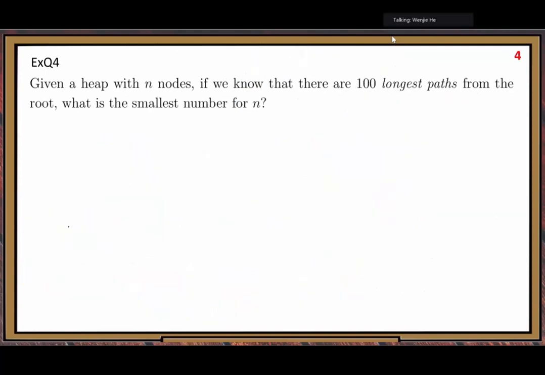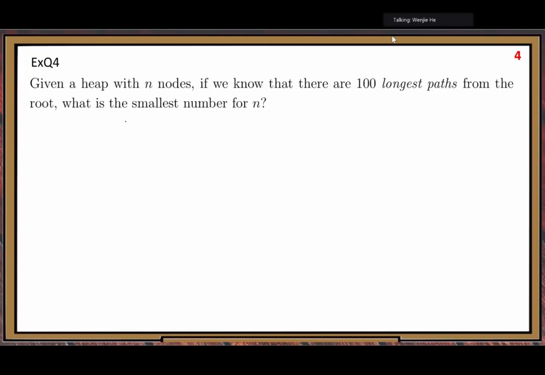Given a heap with n nodes, if we know there are 100 longest paths from root, what is the smallest number for n? This one, a little harder. Let me do the analysis.